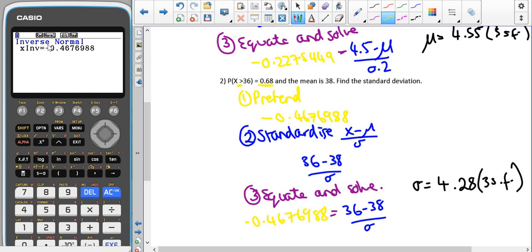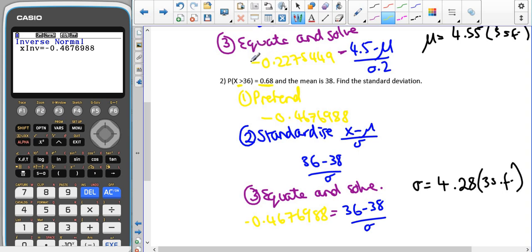We get minus 0.4676988. Remember, don't round in step 1. Step 2, standardise. X minus mu over sigma gives us 36 minus 38 divided by sigma, because we don't know what that is. We'll leave that as sigma. And 3, equate and solve, setting our answer to part 1 equal to our answer to part 2. And that gives us 4.28 as our standard deviation.